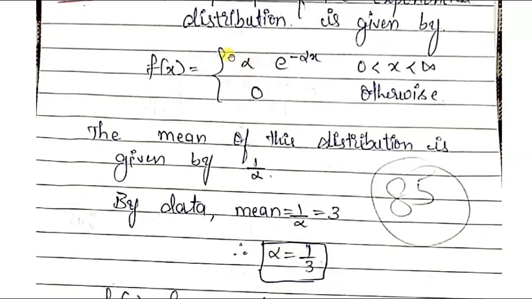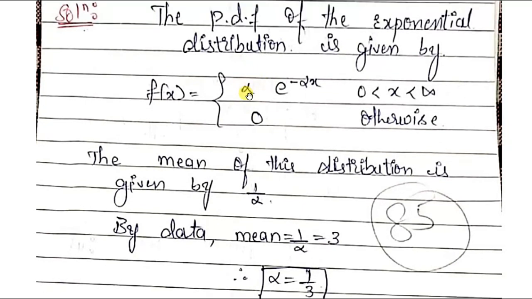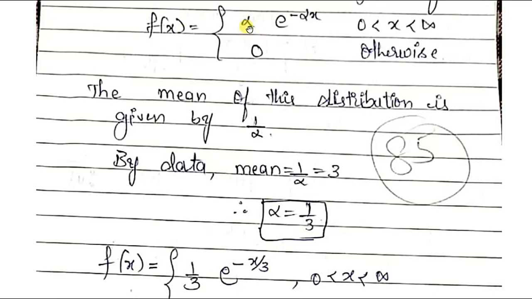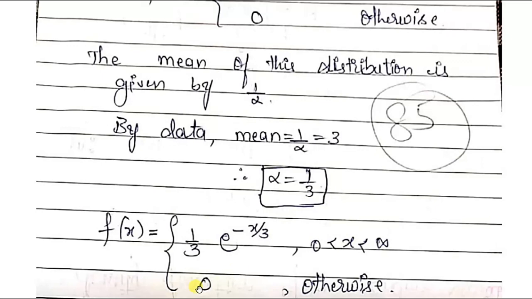Now we have got the value of alpha. So let us substitute the value of alpha in the PDF, and we can construct the PDF function for the given problem, isn't it? So f of x is equal to 1 by 3, in place of alpha 1 by 3, into e to the power of minus 1 by 3 into x. This is for positive values of x. For the negative values, it is defined to be 0.